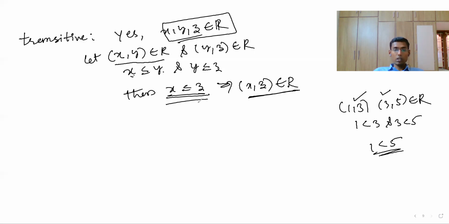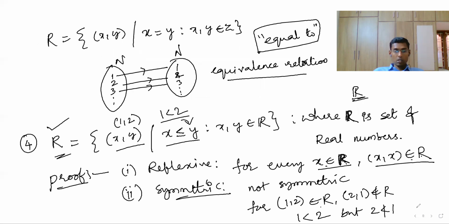Therefore it is transitive but not symmetric. Therefore this is not an equivalence relation, but it is reflexive and transitive. Hope you got this, right? Understood? Yes, sir, got it.